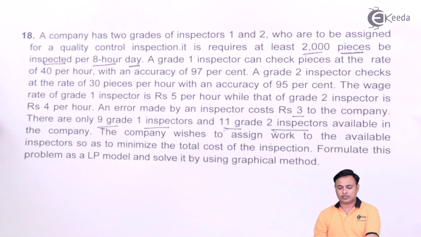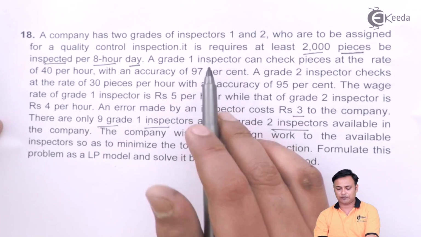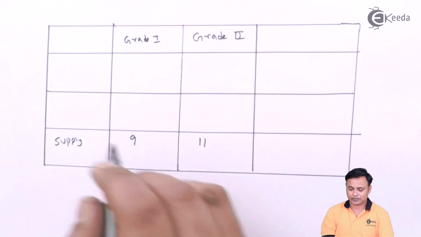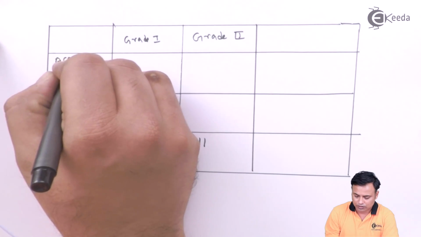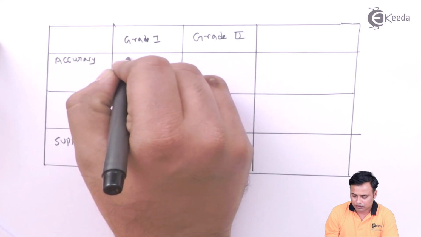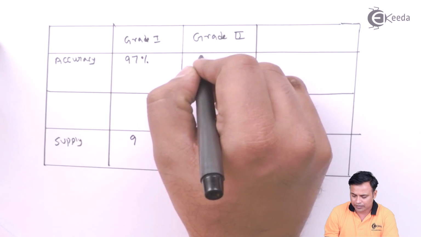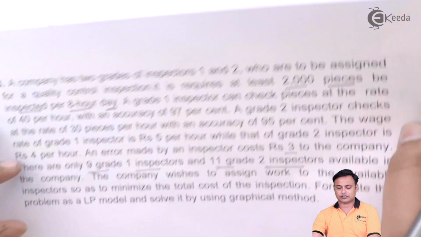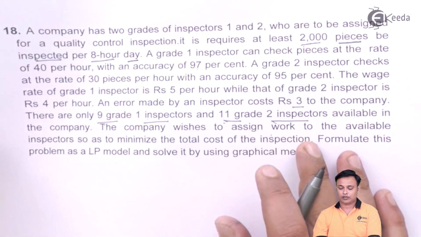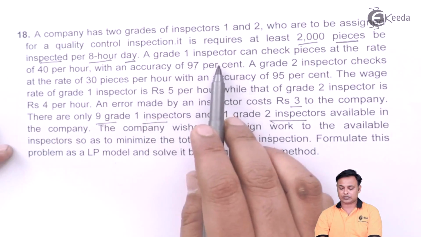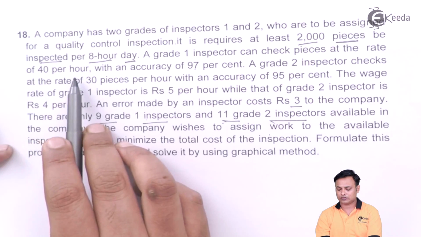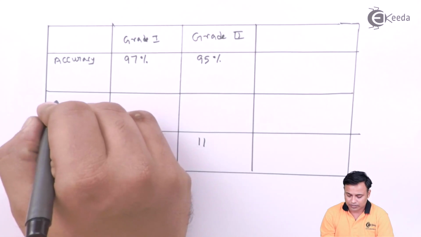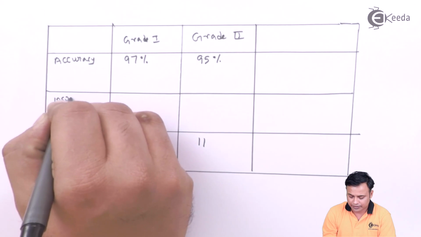And then we are given the accuracy. Grade 1 inspector has an accuracy of 97%. Grade 2 accuracy is a little lower, 95%. So here I will write down the accuracy, 97% and 95%, and then we are also given the rates. Grade 1 inspector checks at the rate of 40 per hour and grade 2 30 pieces per hour. So that is the inspection rate.